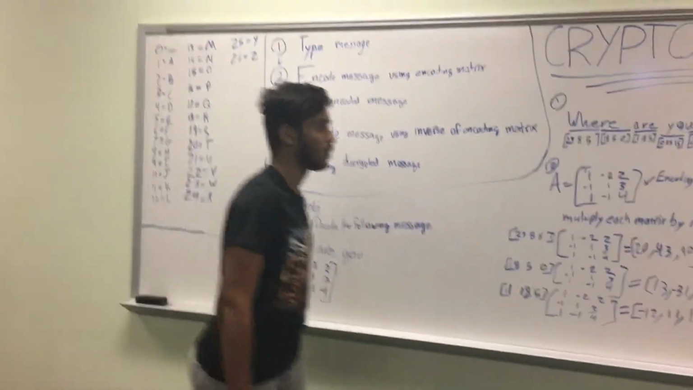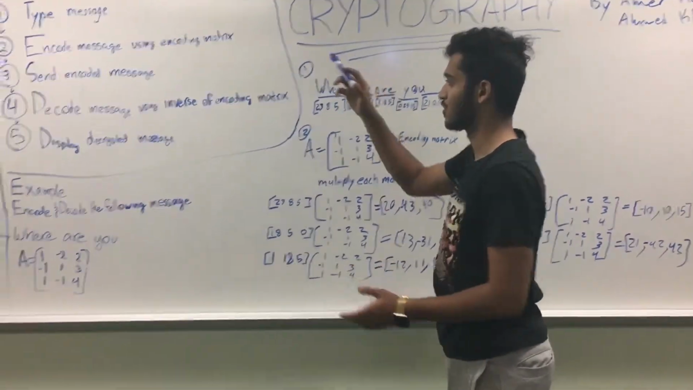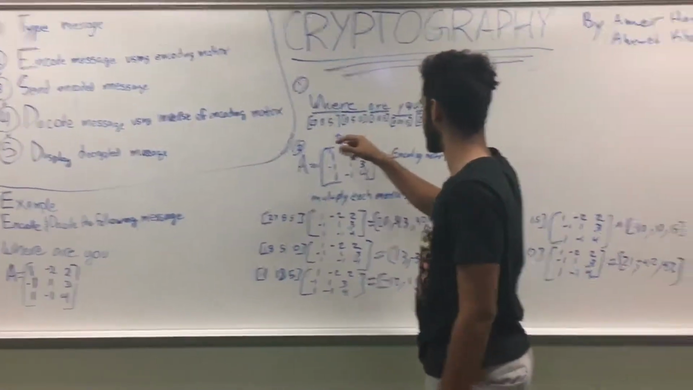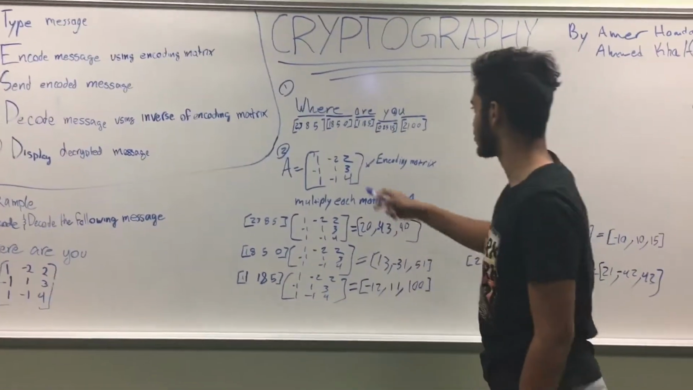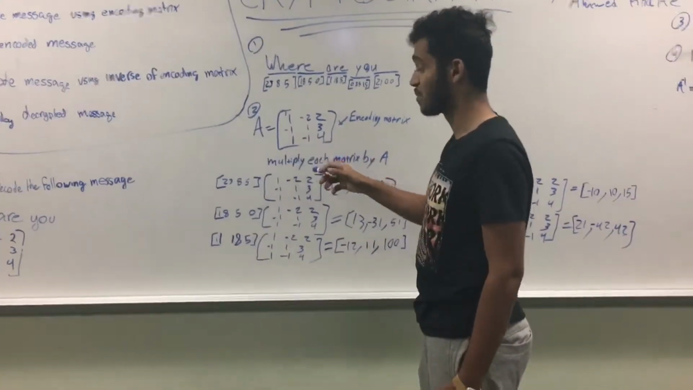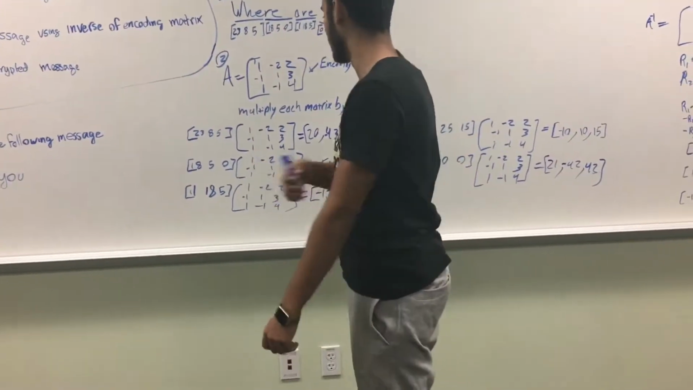So step 1, we're going to type out the message with letters. After that, you turn the letters into their numerical values using that chart, using zeros for spaces. You get this set of 1x3 matrices. These matrices are 1x3 because that's the only way they're going to be able to multiply with this 3x3 matrix. After that, you start with step 2, which is encode the message.